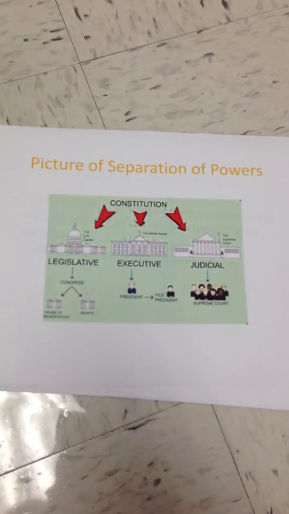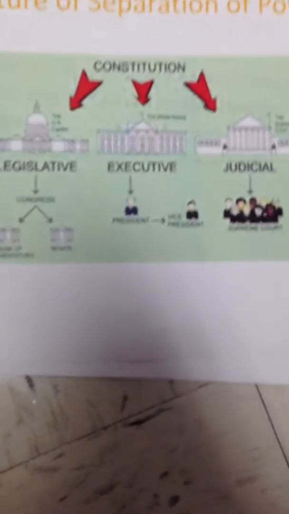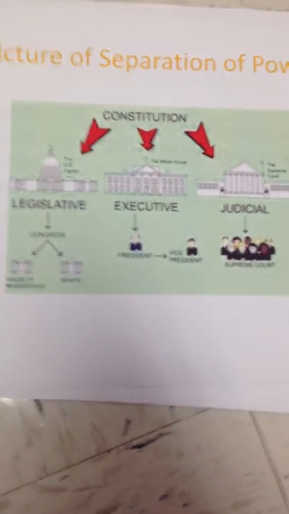And this is a picture of the separation of powers where it is separated into the legislative, executive, and judicial branch, and then it's further separated even below that.